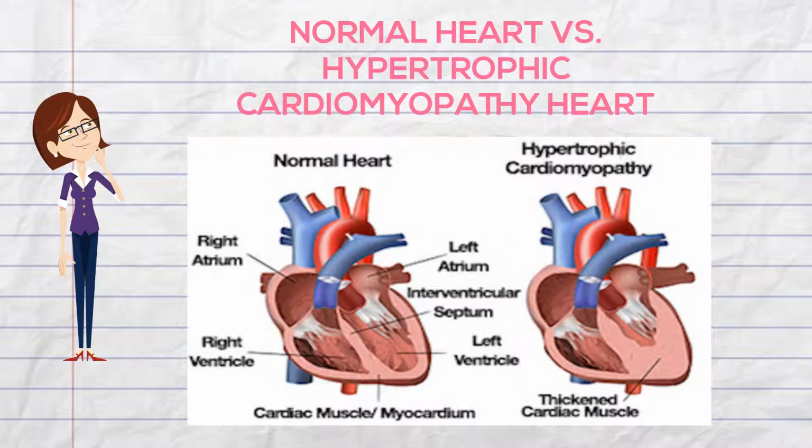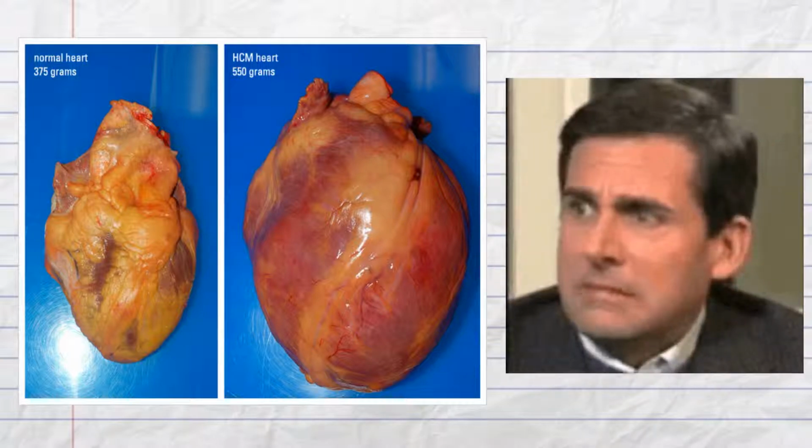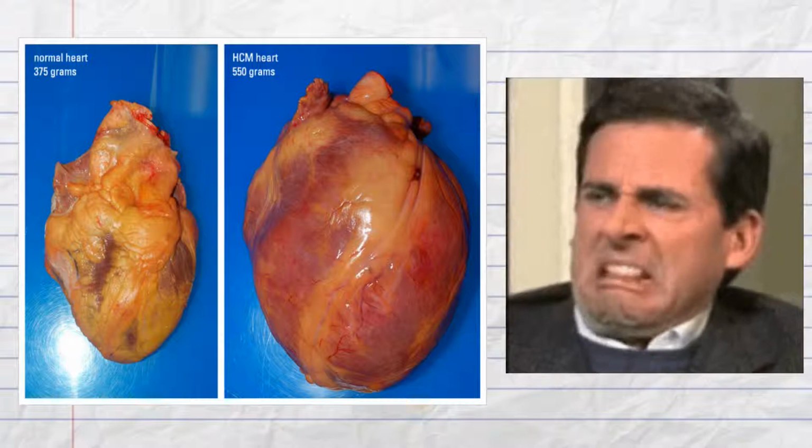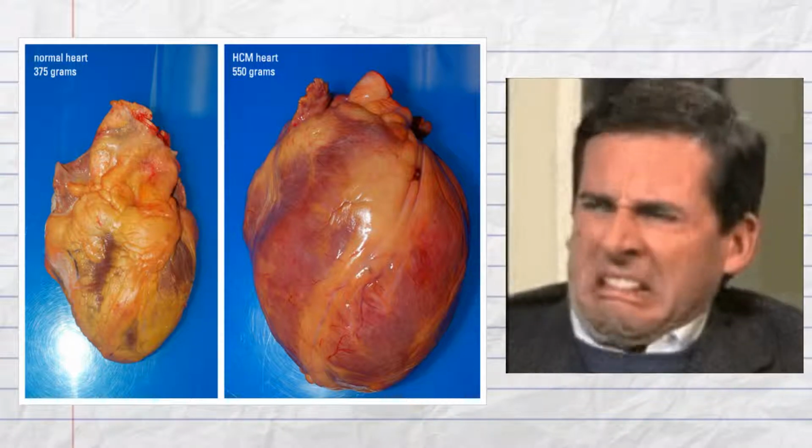For the next picture, women, children, and those of you with weak stomachs, avert your eyes. So here we have a side-by-side of two very different hearts. On the left, we have a normal heart weighing 375 grams. On the right, we have a heart with hypertrophic cardiomyopathy weighing 550 grams. And oh my God, look at the difference in size. That is disgusting. How can anyone live like that?